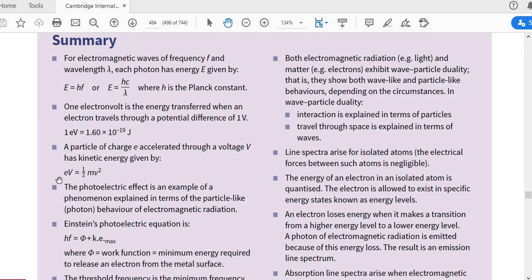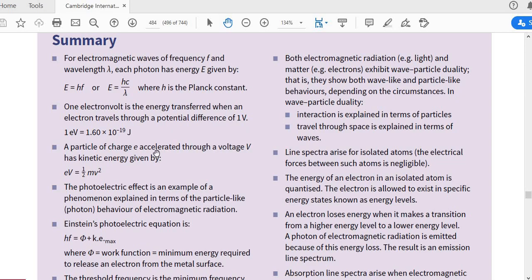When it is accelerated through a voltage V, the speed of the electron increases. In this case, you can say it starts from rest and it is accelerated to a speed or velocity v. Therefore, in the beginning the kinetic energy is 0, and at the end, when it leaves that potential difference, it will have a speed of v, so it will have kinetic energy. When the speed is 0, the kinetic energy is 0. When the speed is v, the kinetic energy is ½mv². Therefore, when the electron is accelerated through a voltage V, it will gain this much kinetic energy.